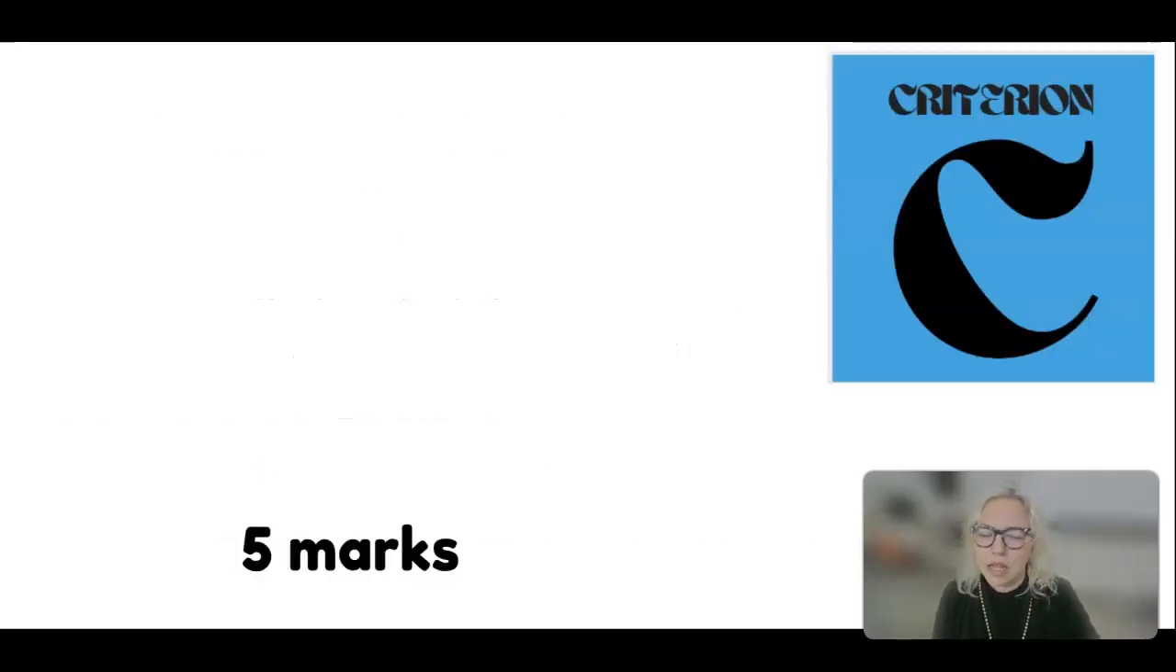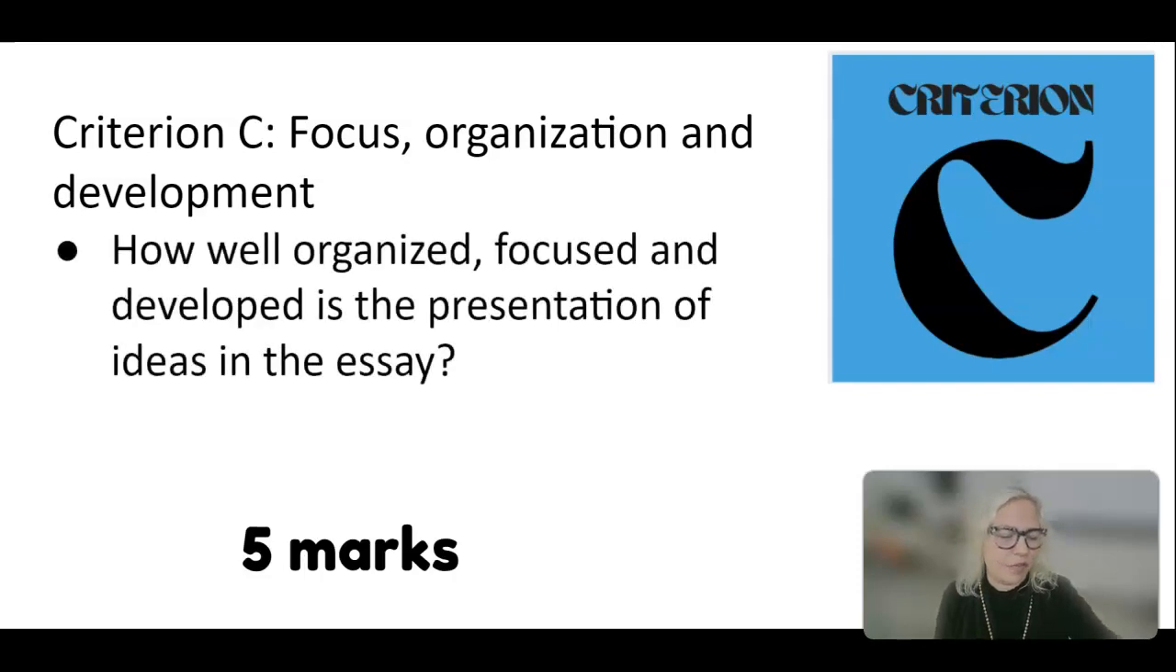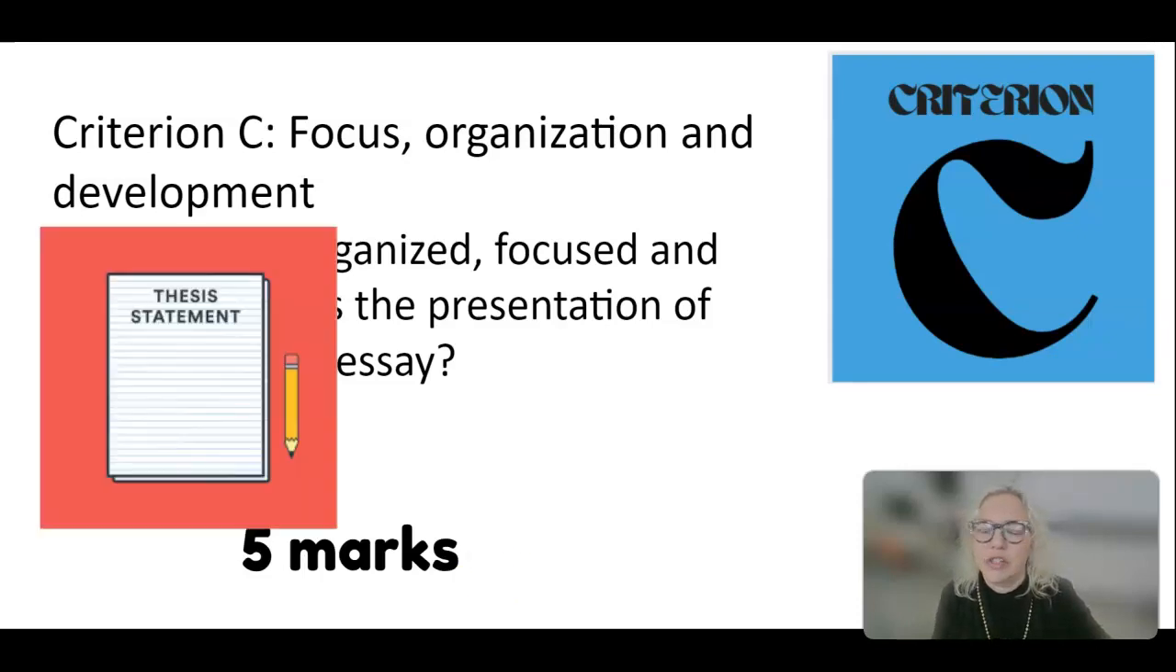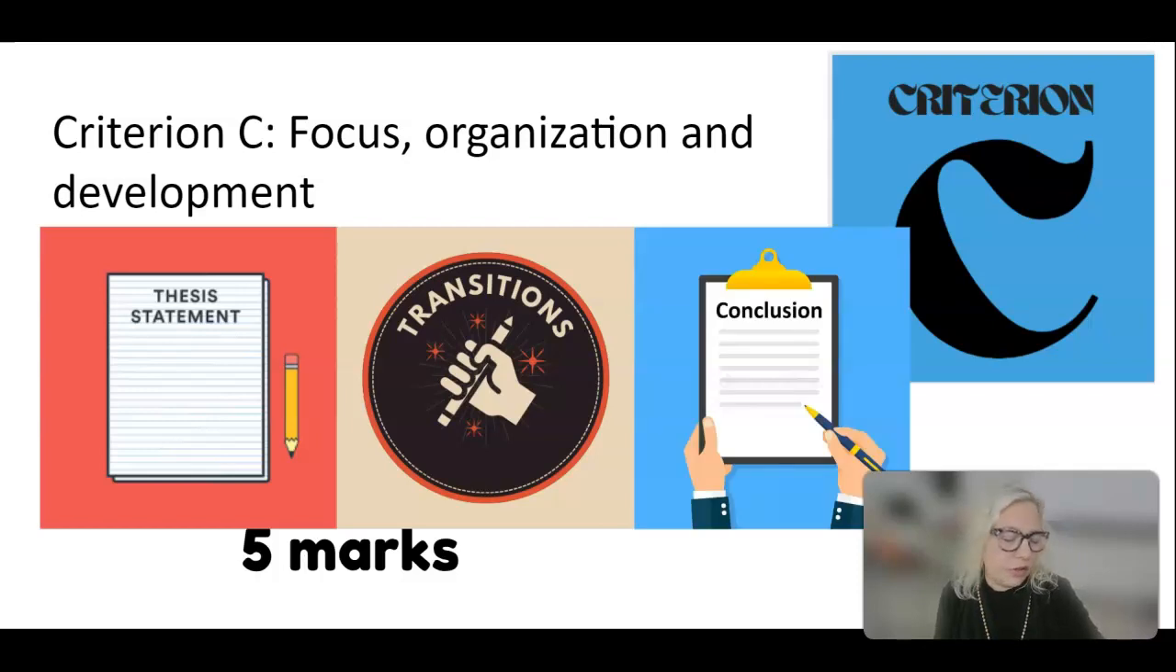All right, what is going to be graded that's different for criterion C? Well, criterion C is focus, organization, and development. And the first bullet point is how well organized, focused, and developed is the presentation of ideas in this essay. A clear central assertion is needed that makes an argument answering the line of inquiry first. Stay focused on the thesis statement and proving that debatable interpretive central assertion throughout. Link the ideas together with well thought out transitions. And finally, conclude the essay with a satisfying wrap up of the central assertion.